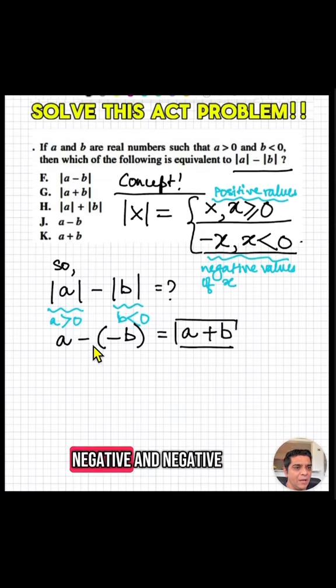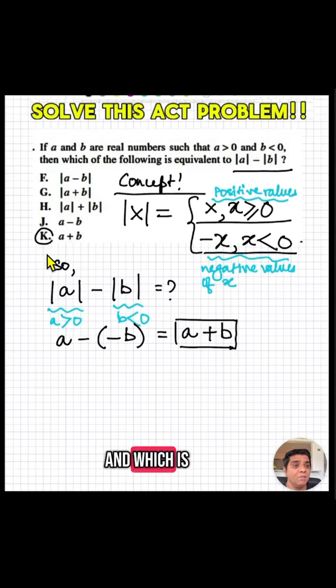So now negative and negative is positive, so your final answer is A plus B, which is just choice K, the one that is the right answer in this case. Okay, and that is our final answer.